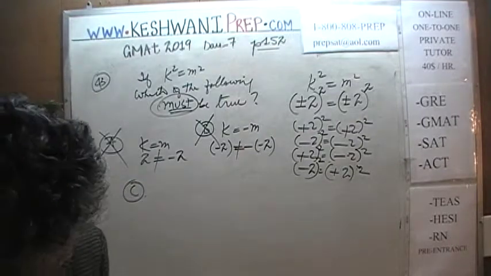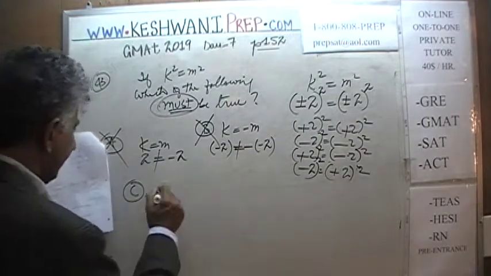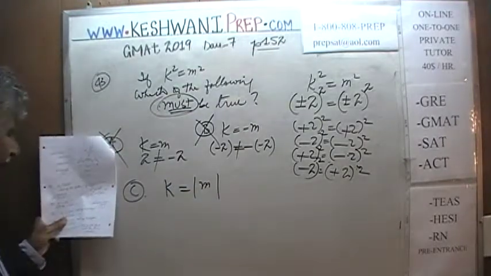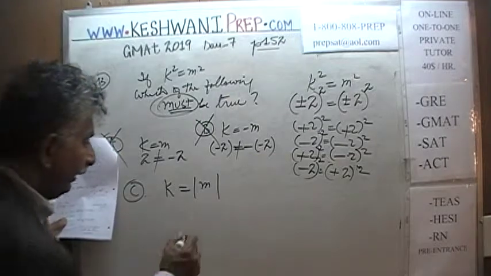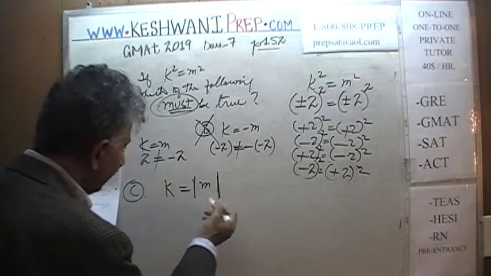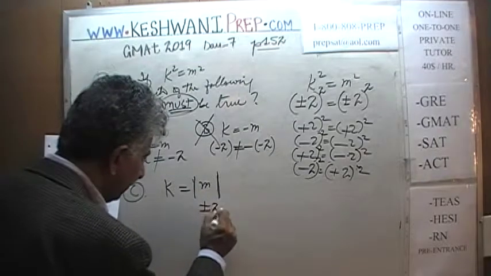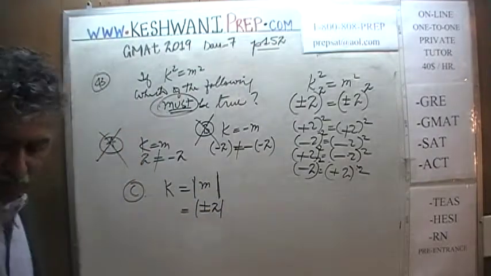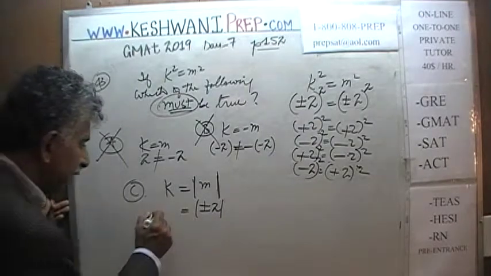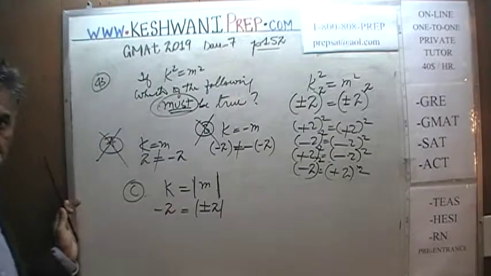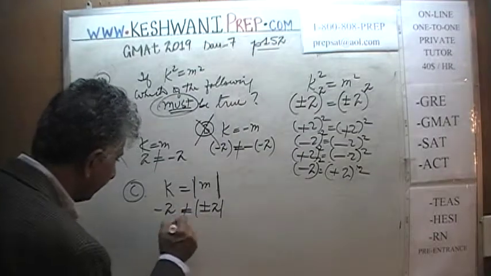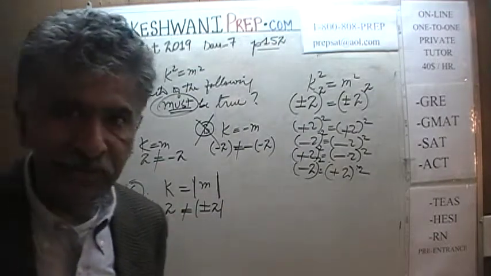Statement C says that k is equal to the absolute value of m. Since we're taking the absolute value of m here, it really doesn't matter whether m is positive or negative. The absolute value of positive 2 and the absolute value of negative 2 are both 2. But that doesn't mean that k is 2. Maybe k is negative 2. So if k happens to be negative, then this scenario will not hold.